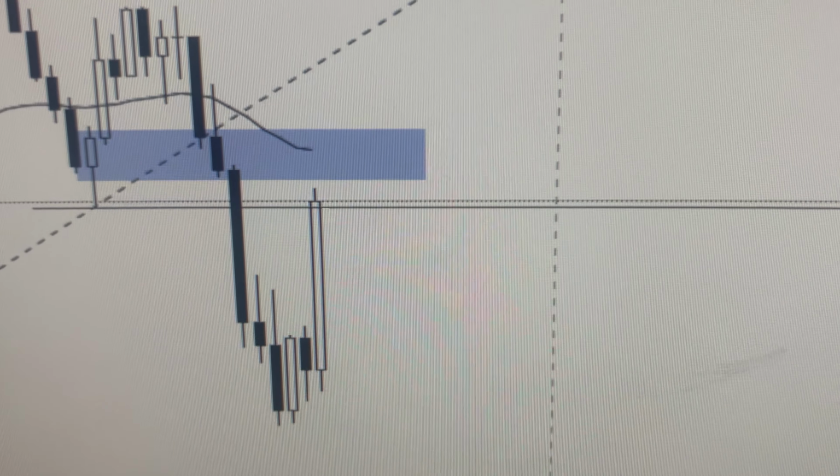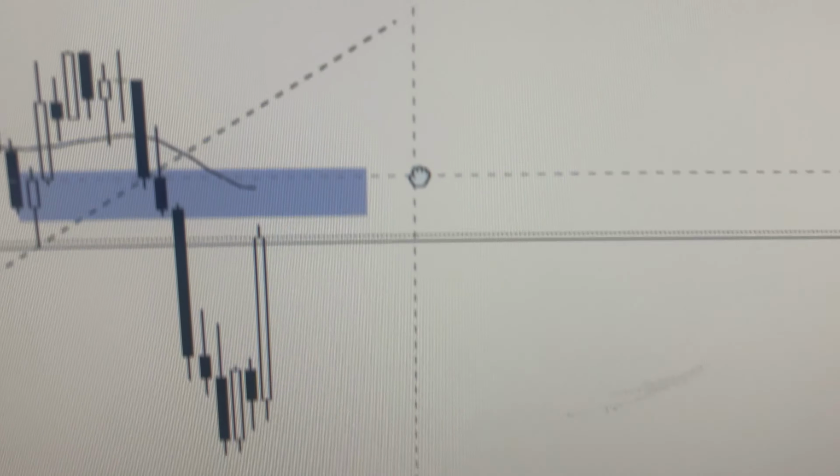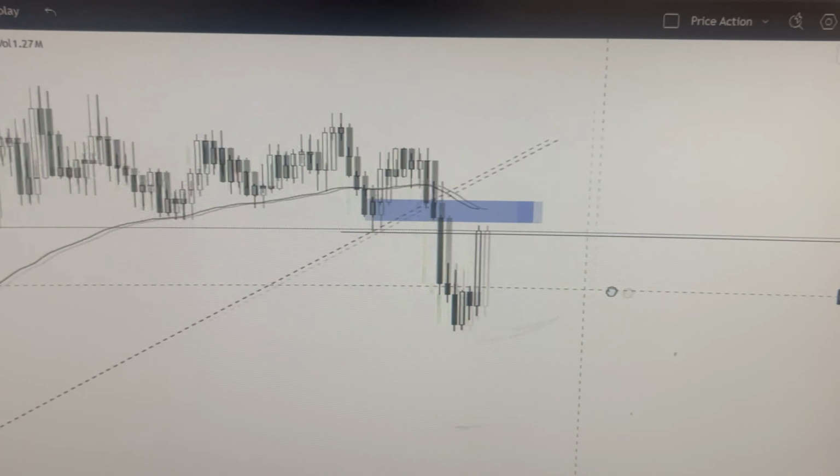Stay sharp. Update: price is now approaching our 2.6. Let me show you. You see, price is approaching our POI, our point of interest. So we will see if price is going to reject from here or not. Let's stay sharp. With that being said, let's wait for rejection.